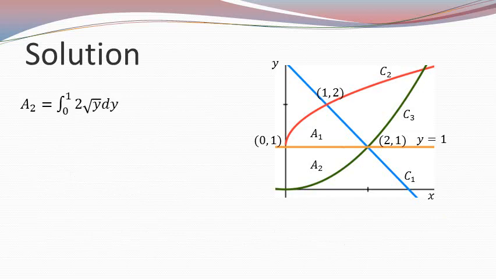Let us now find A2. So A2 would be the integral of 2 times the square root of y with respect to y from 0 to 1, and that gives us this, which is 4 by 3.